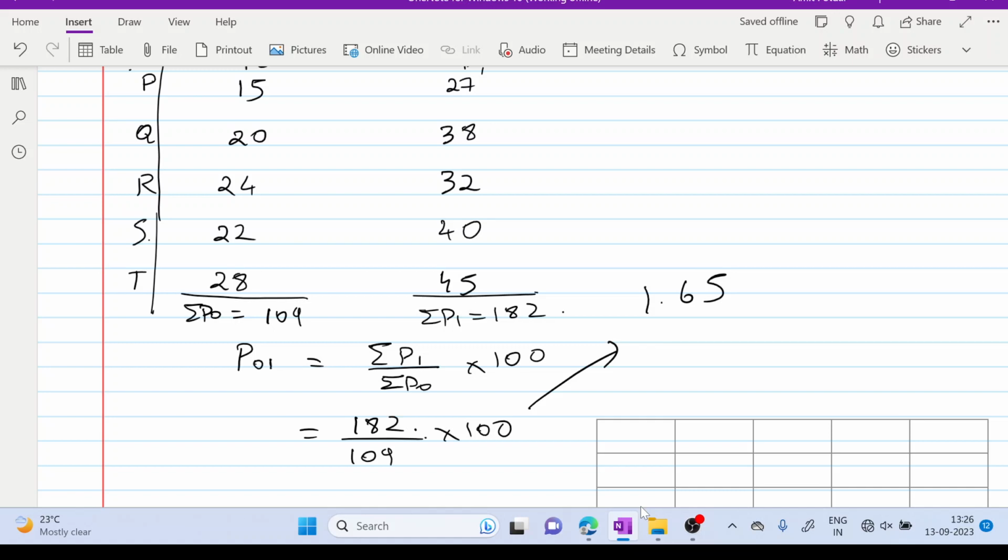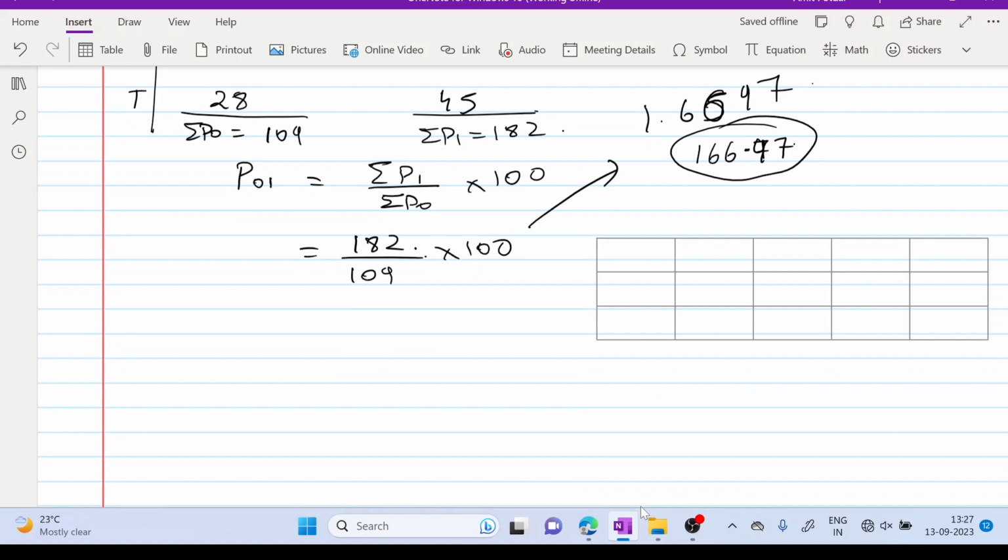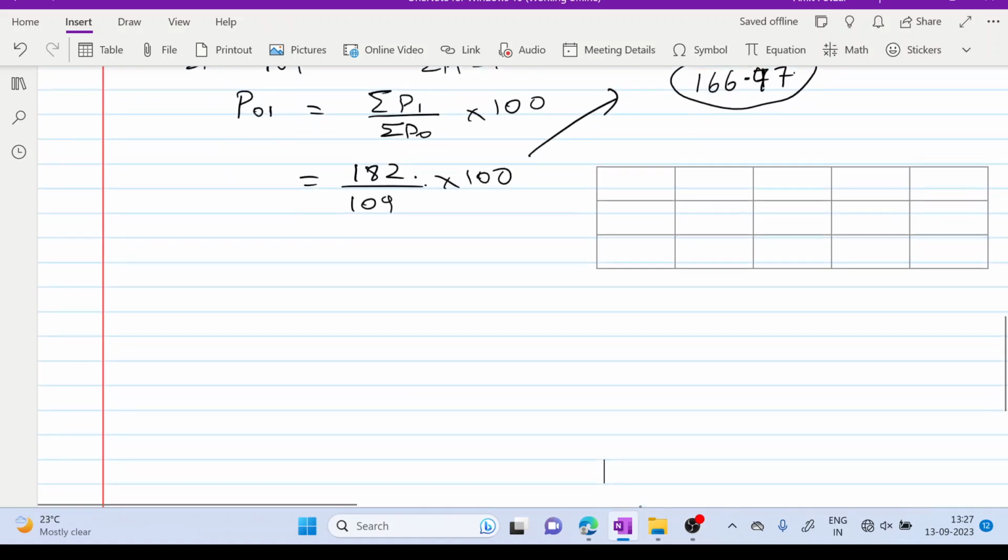1.65, what's the answer? What comes after 1.65? 1.6697. So now when you multiply this by 100, it will become 166.97. Don't write 167. Don't round that up. And what was after 97? 2. Okay. Don't use the calculator. 2.477. Okay, the answer is done, right?